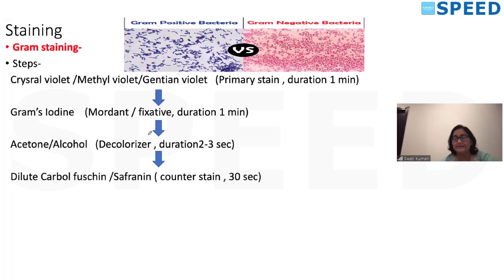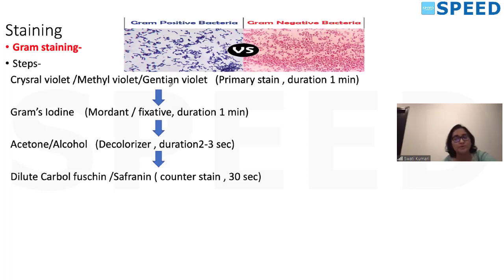Now coming to staining, there have been questions on staining techniques. The Gram stain, Albert stain, and acid fast staining have been asked in previous entrance exams in AIIMS and PGI. They have asked what the steps in staining are. You should know the steps of Gram staining.